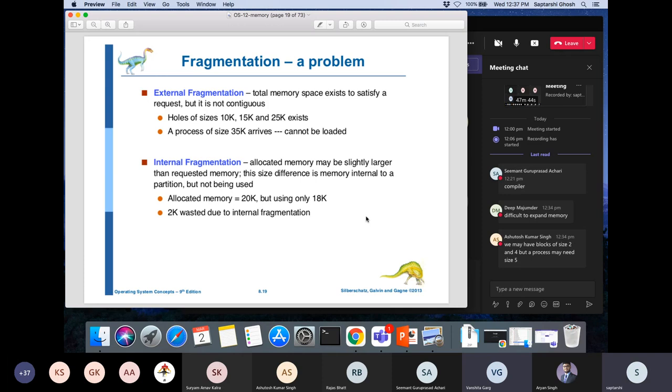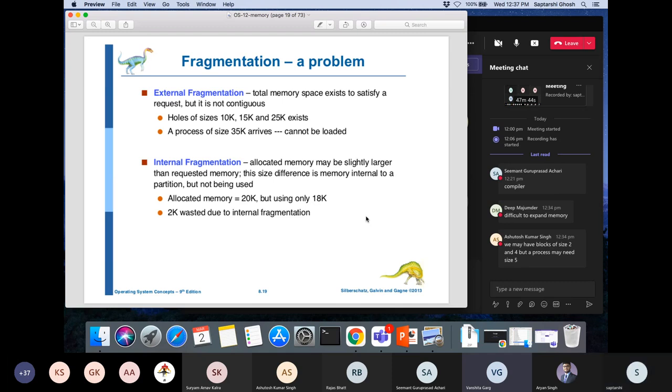Internal fragmentation means allocated memory may be slightly larger than requested memory. This size difference is memory internal to a partition that is not being used. Let's say 20K was allocated, but the process used only 18K. So 2K is wasted due to internal fragmentation. Some of you might ask, the process might have asked for only 18K, then why was 20K allocated?